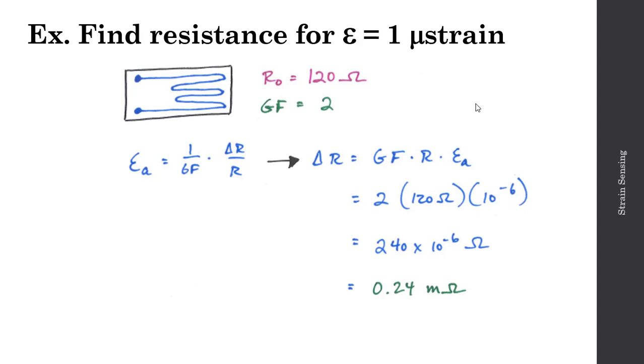So this is a pretty small change in resistance for this particular sensor. My new resistance then, R new, is equal to R naught, the original resistance, plus my delta R. That's going to be equal to 120.00024 ohms. So just based on this simple example, you see the importance of our interface electronics to give us acceptable sensitivity and ultimately amplification, such that we can deal with such small changes in our signals, or in this case, such small change in resistance.